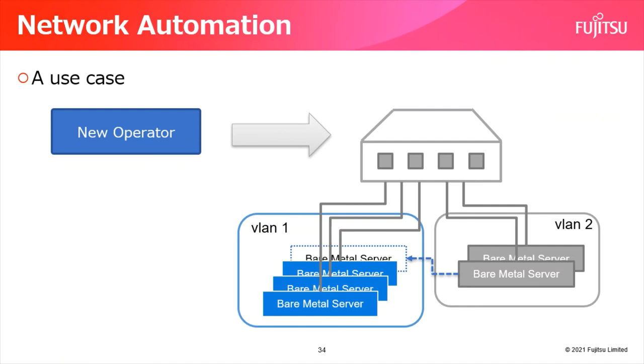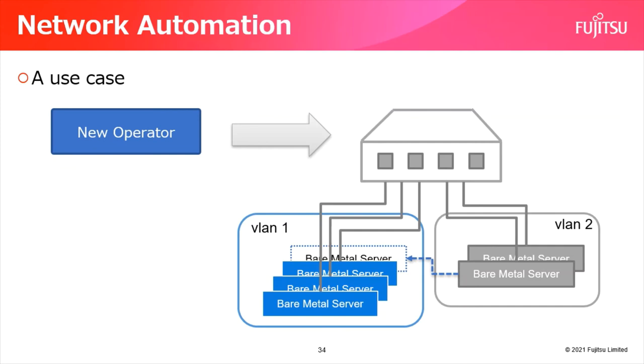Here is a use case. With such an operator, it is able to automatically change the network structure of the entire environment. For example, let's say you have a bare metal environment with some clusters deployed, like one for production and one for testing.